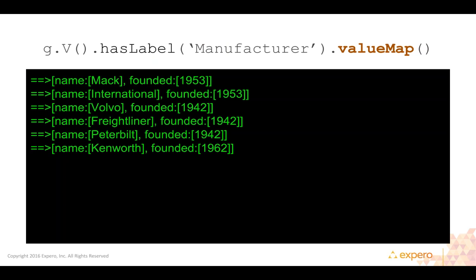Now that's cool, but we probably want to see, okay, what properties are on those vertices? There's a valueMap step that returns, as you'd probably guess, a map from those vertex properties. So here we have a name and then the founded, and you can see that listed in a row. We have all of our different manufacturers. Those founded dates are totally made up, so don't fact check me on those.